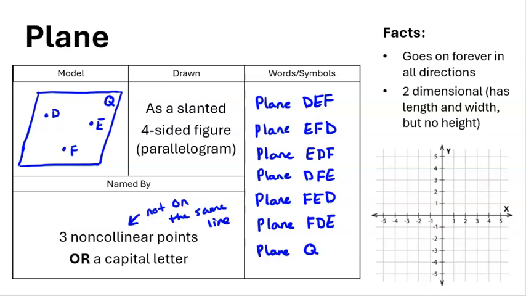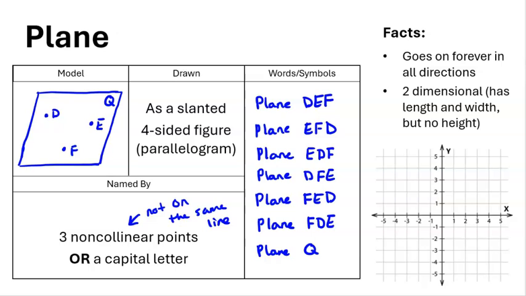And when you're naming a plane, you cannot use a combination of the name Q with the non-collinear points. So it needs to be named either one or the other. So I'm either using a combination of 3 points that are not all on the same line that lay on the plane, so a combination of D, E, and F, or I'm using Q. So I wouldn't be able to say something like QED as a name of the plane.